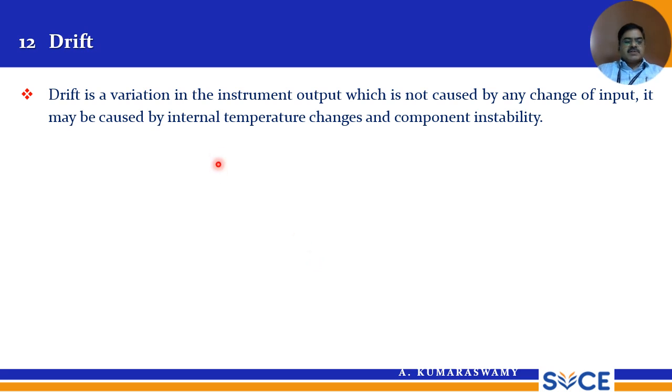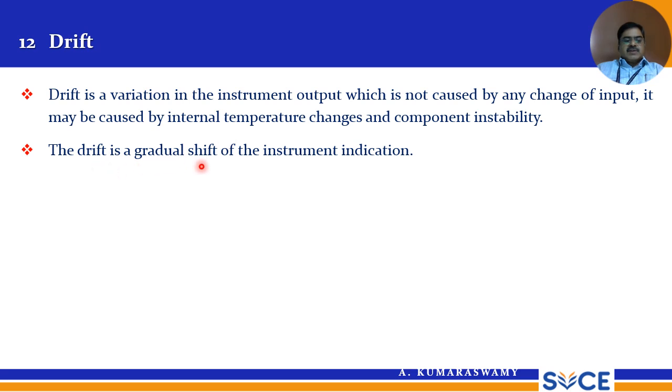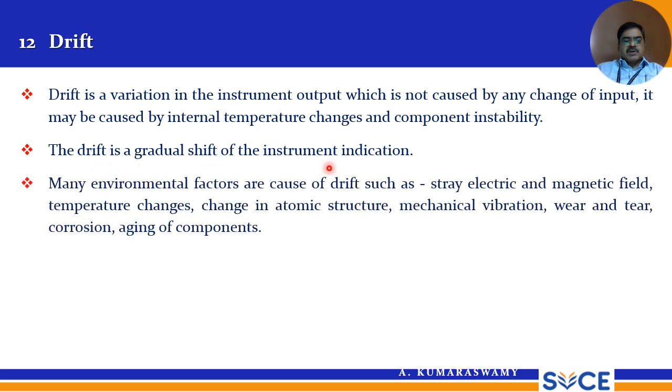Drift. Drift is the lack of stability. If there is no stability, then the instrument is said to have drift, which is a variation in the instrument output that is not caused by any change of input. It may be caused by internal temperature changes or component instability. There might be many reasons for causing drift. So the drift is a gradual shift of instrument indication.